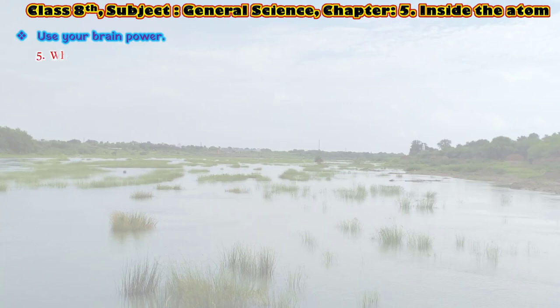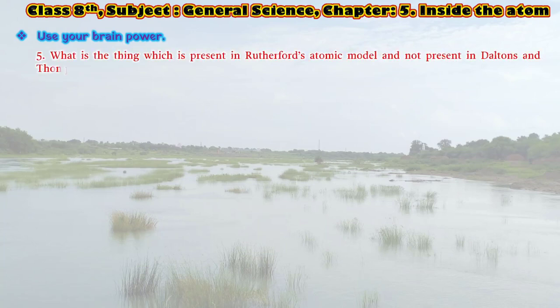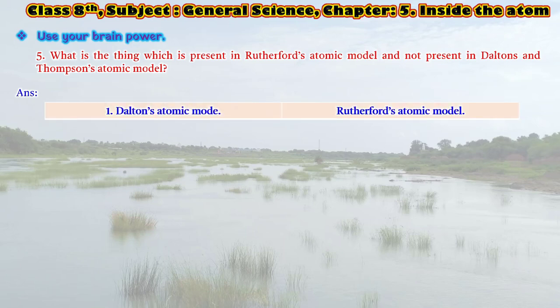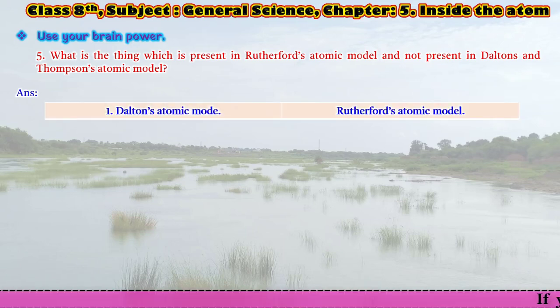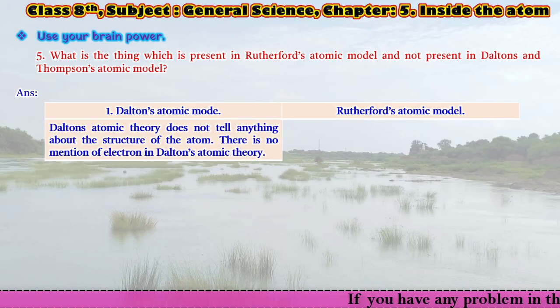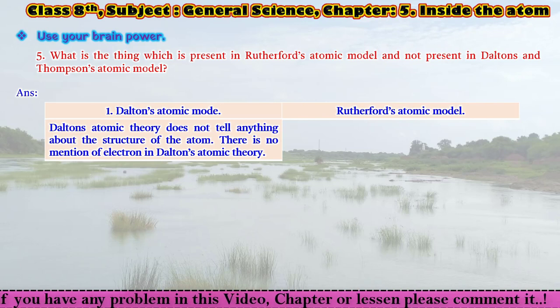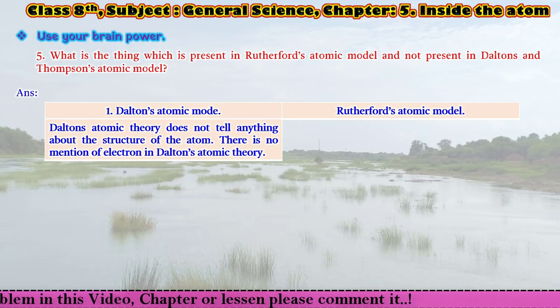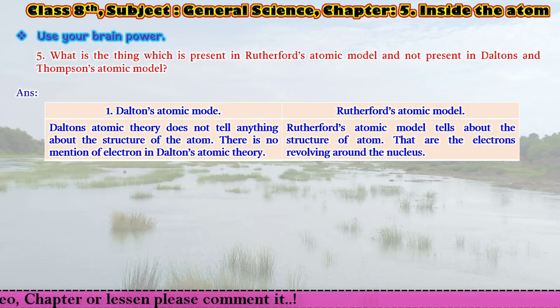Question 5th. What is the thing which is present in Rutherford's atomic model and not present in Dalton's and Thomson's atomic models? Answer is: first, Dalton's atomic model, and second, Rutherford's atomic model. Dalton's atomic theory does not tell anything about the structure of the atom. There is no mention of electrons in Dalton's atomic theory. And Rutherford's atomic model tells about the structure of the atom, that is, the electrons revolving around the nucleus.